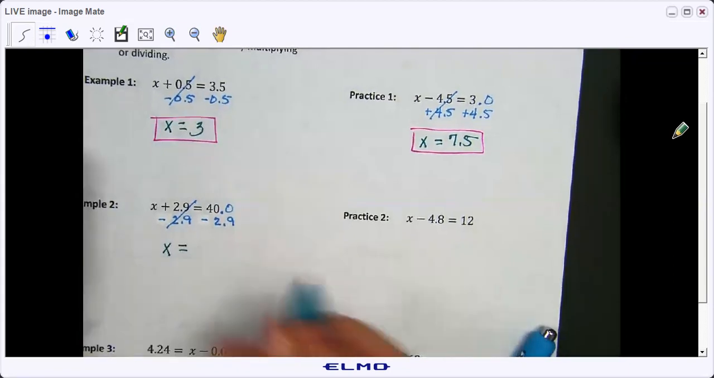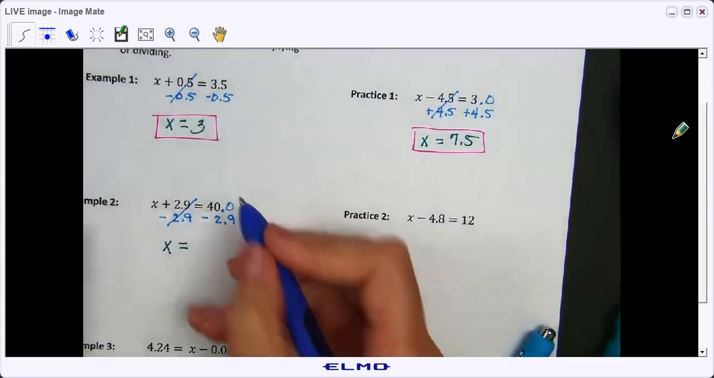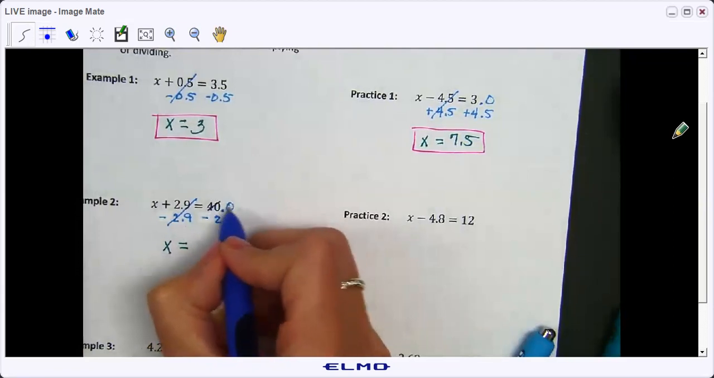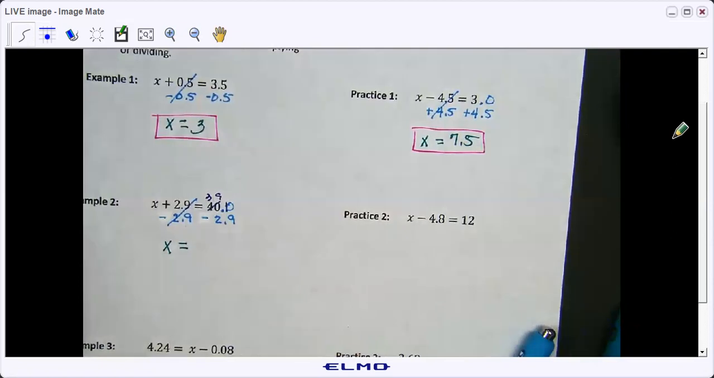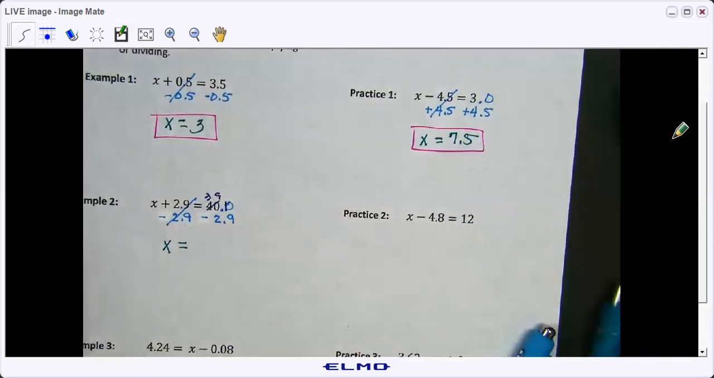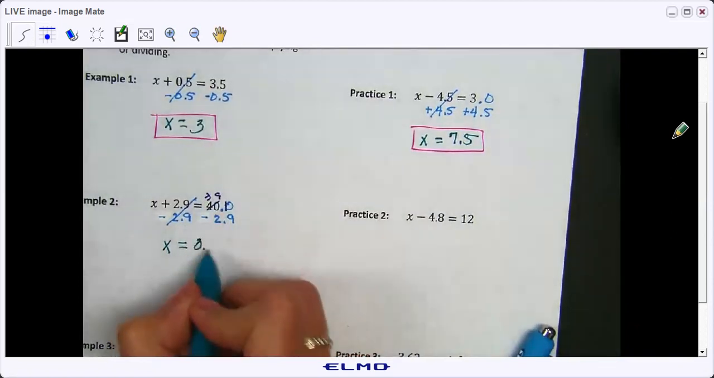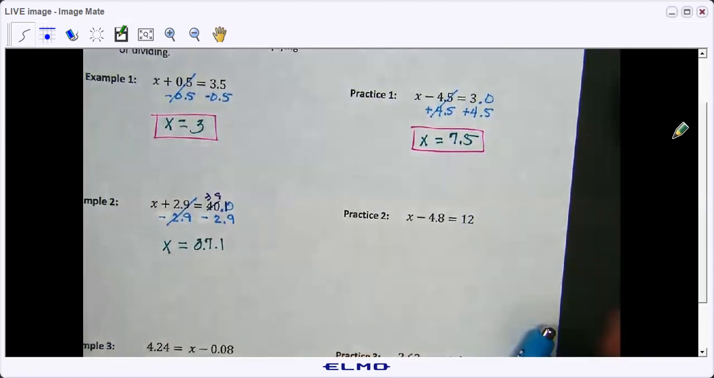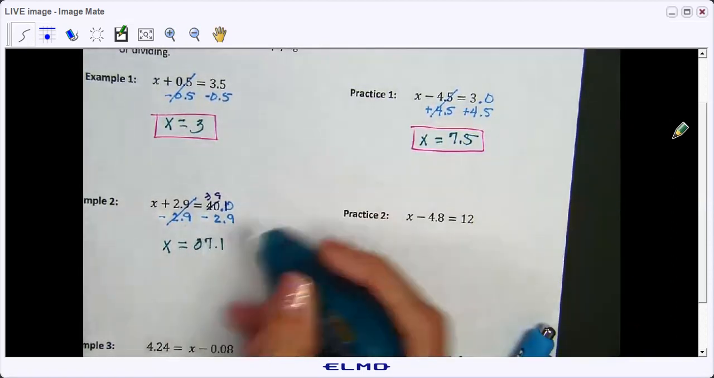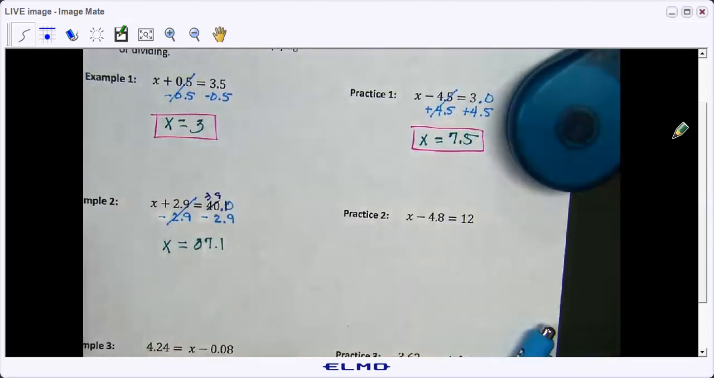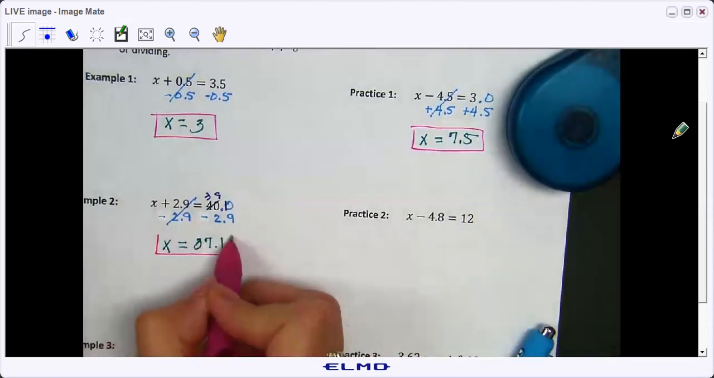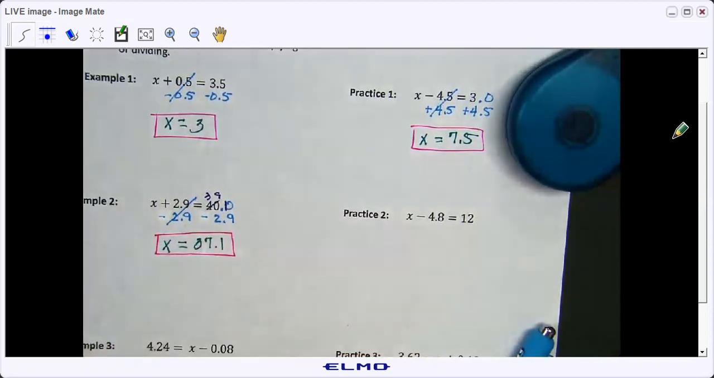X equals, well, oops. I have to minus 3. This becomes a 9. That becomes a 10. So yes, I have 37. Oops, 37.1. Do you guys know how to subtract like this when I have zeros in the way? It is 37.1.